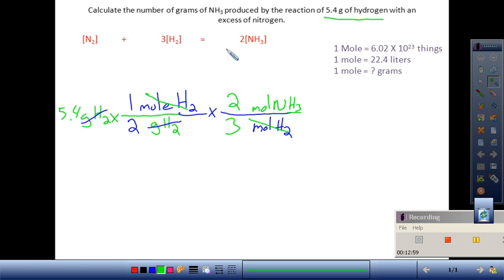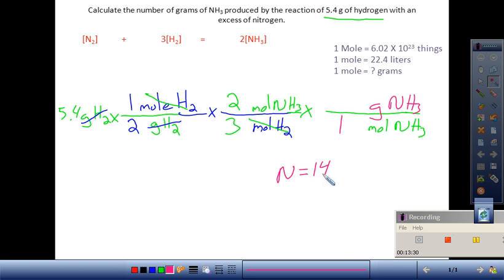So now I'm in moles of NH3, but I want grams of NH3. So I need to do another step. I'm going to take what I don't want, put it down here. Now I can go from moles to grams. And to get my grams of NH3, well, grams is always 1 mole. I go to my periodic table. I'm going to add up those pieces, and I get 17 grams. 1 nitrogen, 3 hydrogens. Cross off my like units. I'm in grams of ammonia. That's what I want, so I'm done.